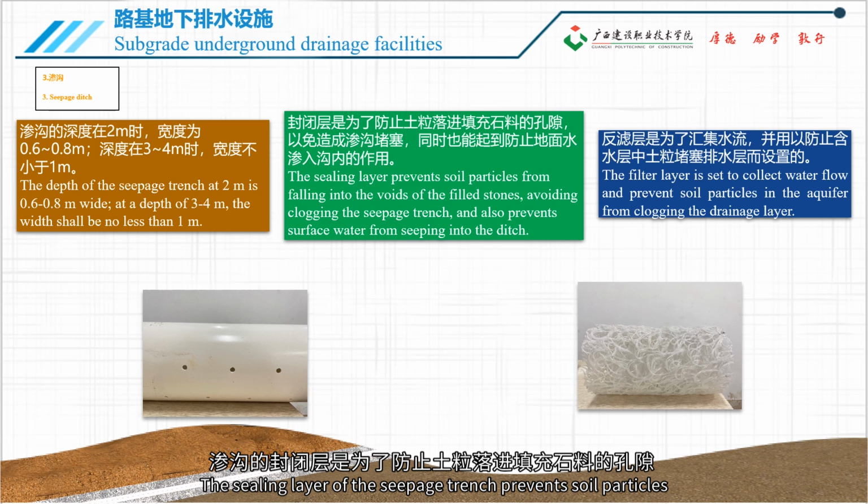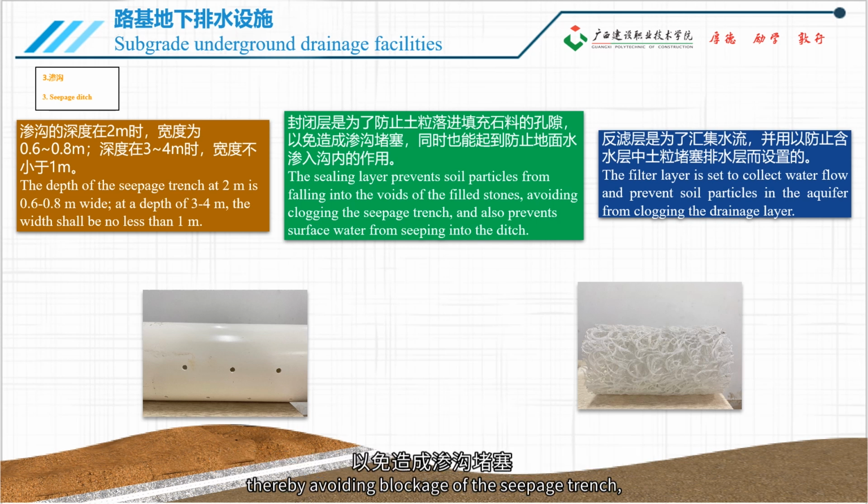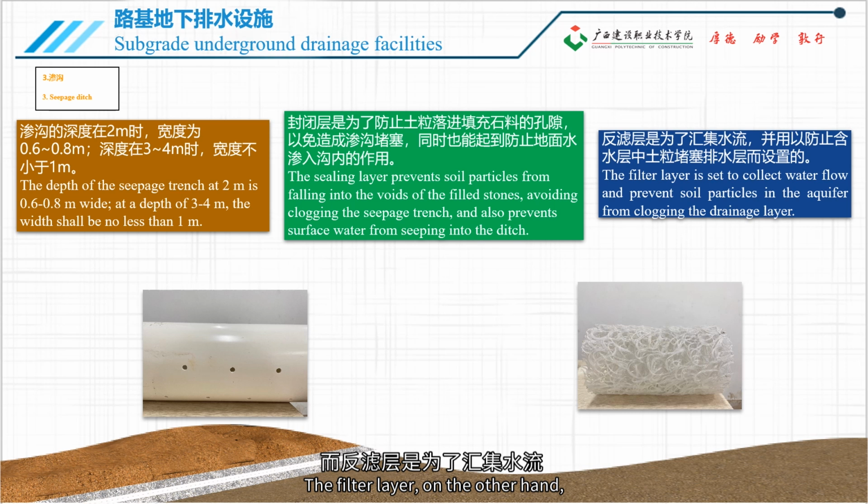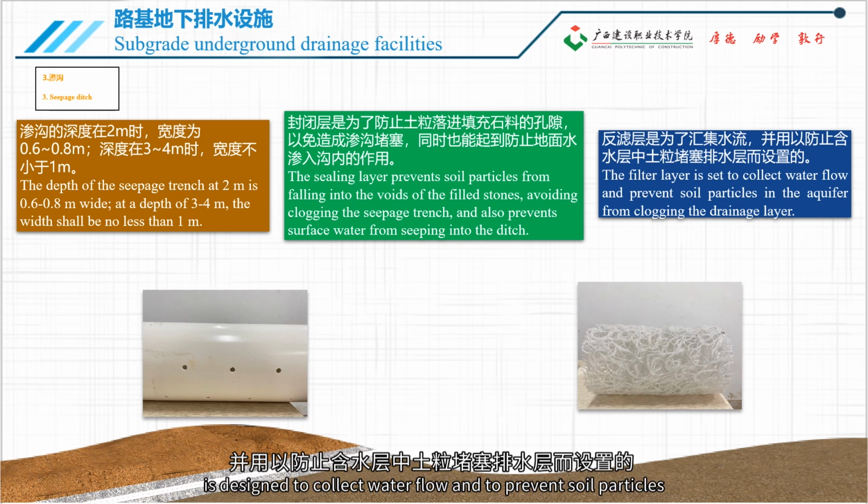The sealing layer of the seepage trench prevents soil particles from falling into the pores of the filled stones, thereby avoiding blockage of the seepage trench. And it also serves to prevent surface water from seeping into the ditch. The filter layer, on the other hand, is designed to collect water flow and to prevent soil particles in the aquifer from blocking the drainage layer.